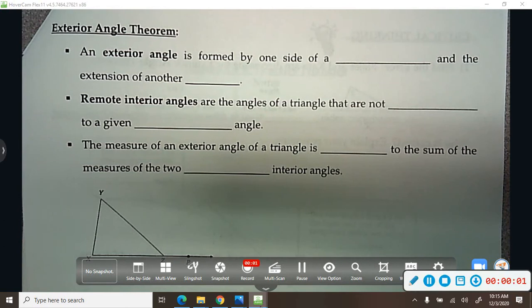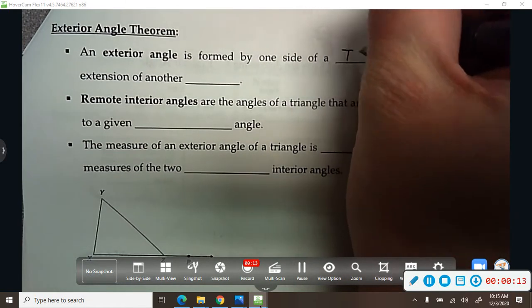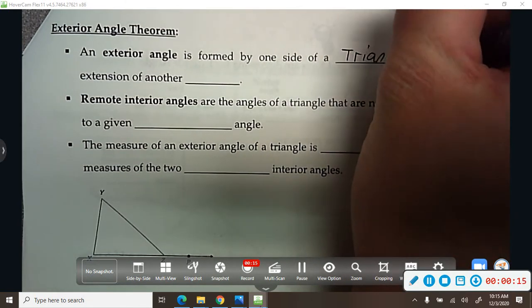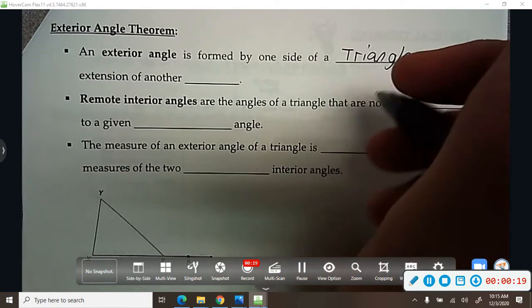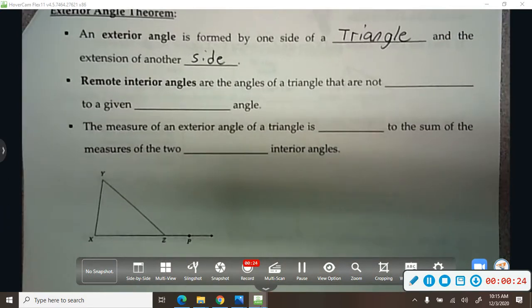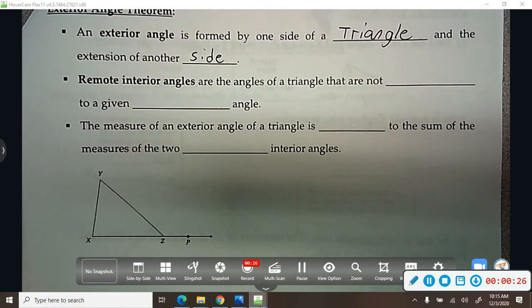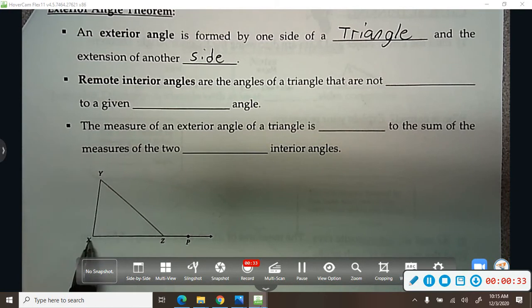So we're going to talk about the exterior angles theorem. And what do we call an exterior angle? An exterior angle is formed by one side of a triangle and the extension of another side. So here's a picture. I'm more of a picture person. So notice an exterior angle is formed by one side of the triangle and then the extension of another side.